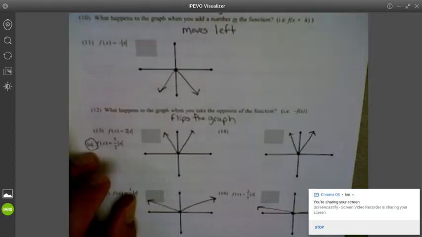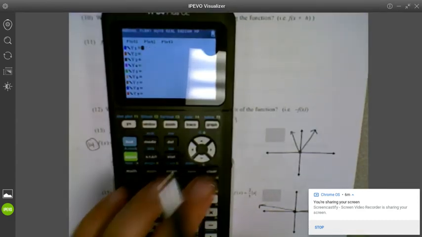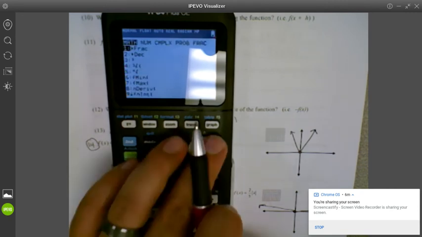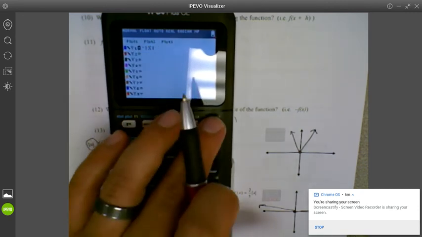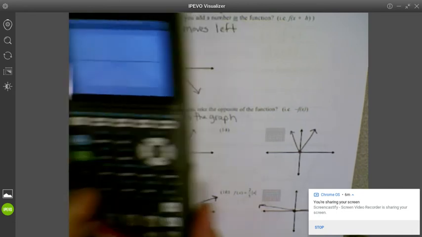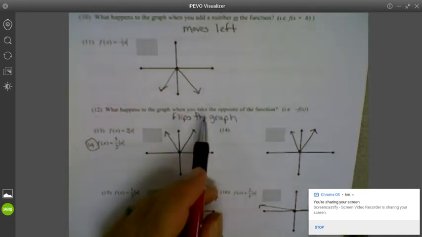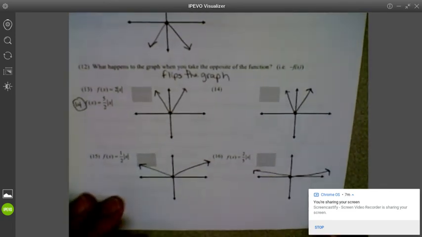So we go down to number 11. What happens if we put a negative out in front of the absolute value bars? So we say negative math num abs. We put an x there. We graph it, and it has flipped it upside down. So we still have that V shape, but it is flipped upside down. So what happens when you do that? It flips the graph.